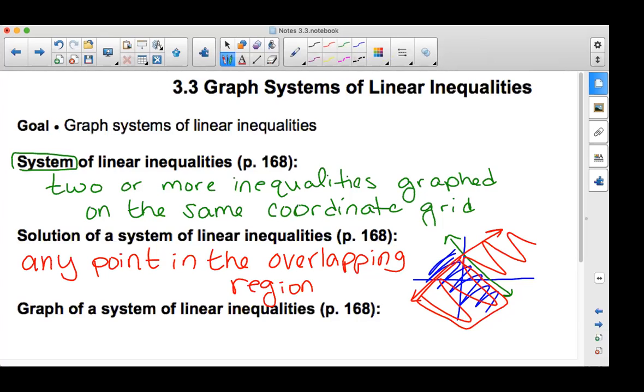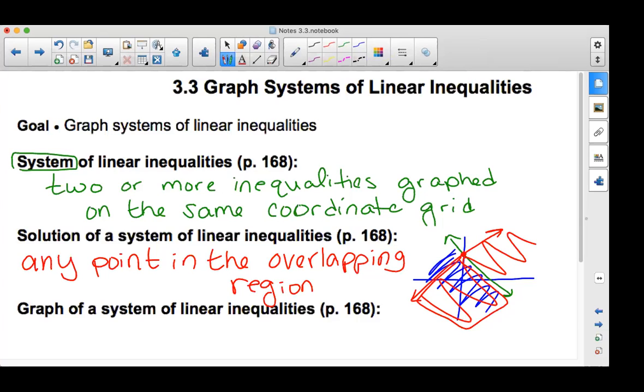So we no longer have one point, and yes, where they intersect could be the answer. But we will have all of this region that's overlapping, and any point in that region is the solution. So not just one, but as long as it's in the region, then it could be an answer for our problem. So that's what makes it an inequality.